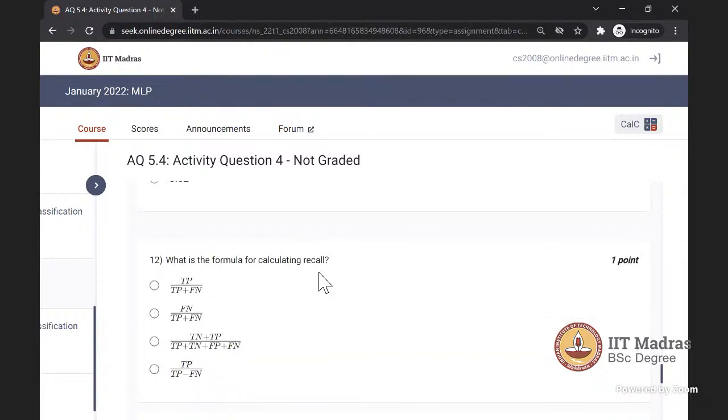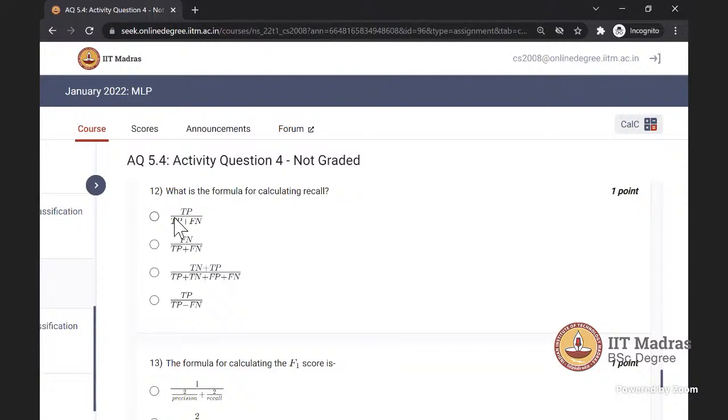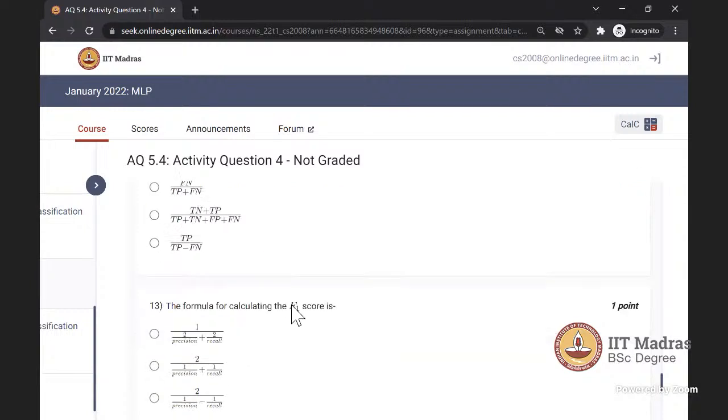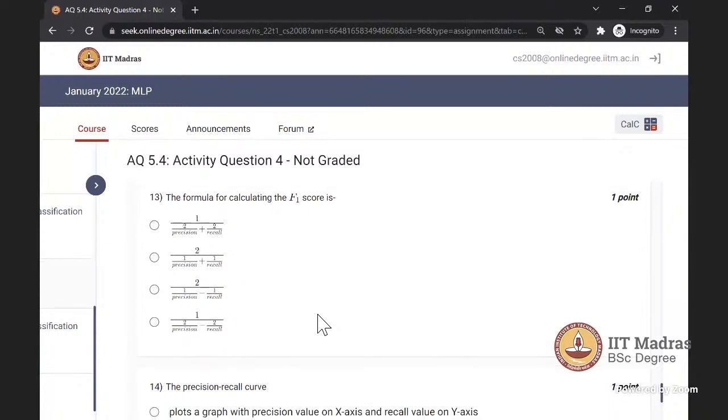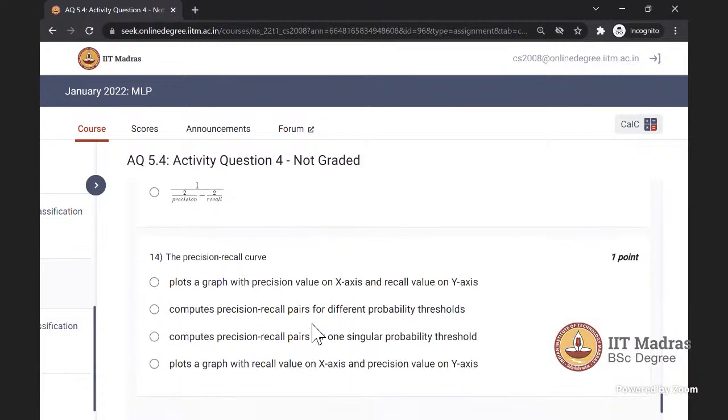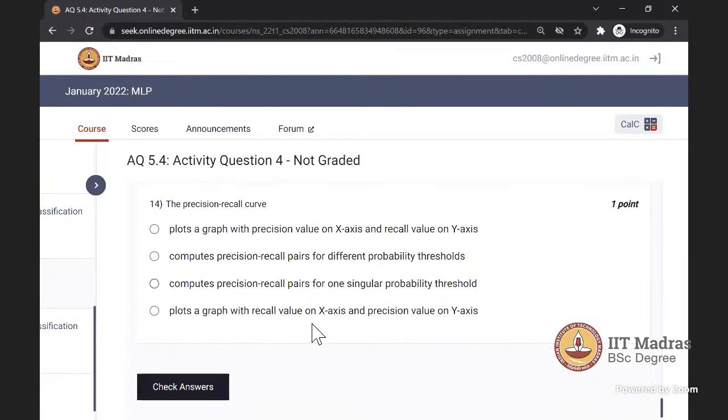What is the formula for calculating recall? Recall is TP upon TP plus FN, the first option. The formula for calculating F1 score has 2 in the numerator and a plus sign, so the second option. Question 14: the precision recall curve plots.